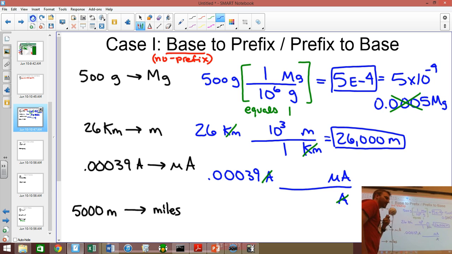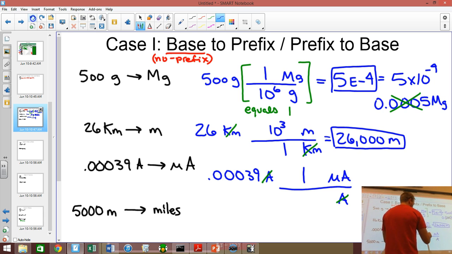Now here's where I'm talking about with the negative exponents. Remember I told you before I put a 1 on whatever one's bigger? Now the question is, are microamps bigger than amps? No. Micro is very, very tiny. It's a small fraction of, so I'm going to put a 1 down here.